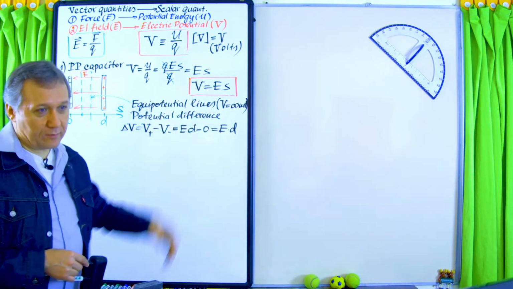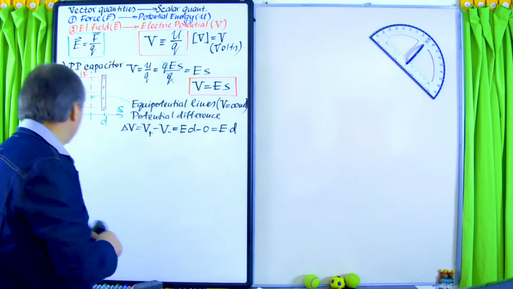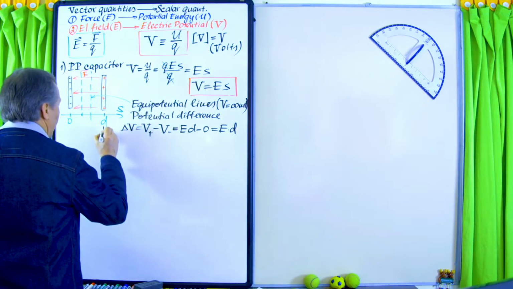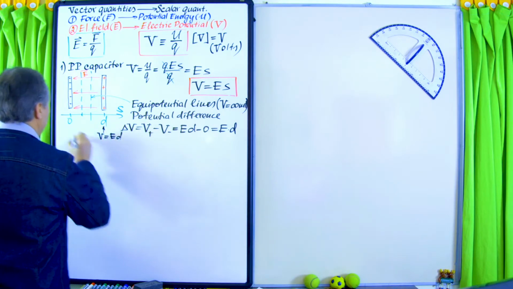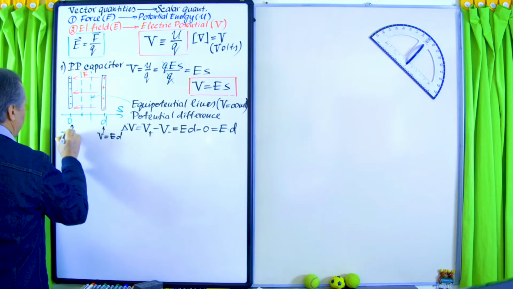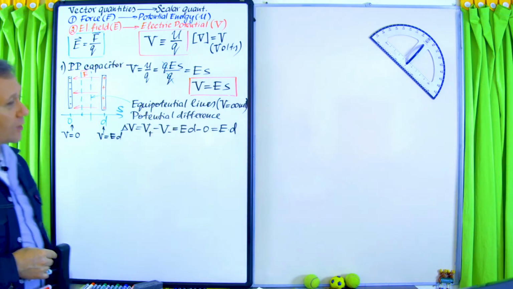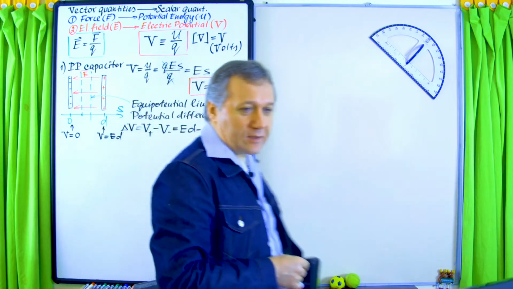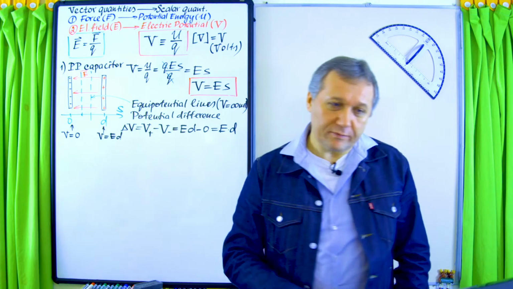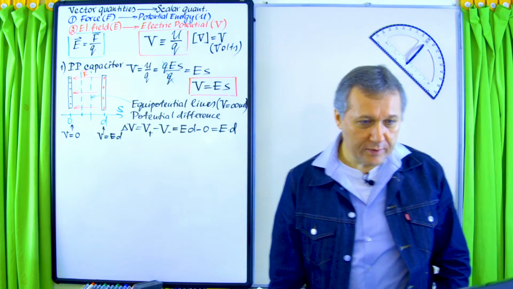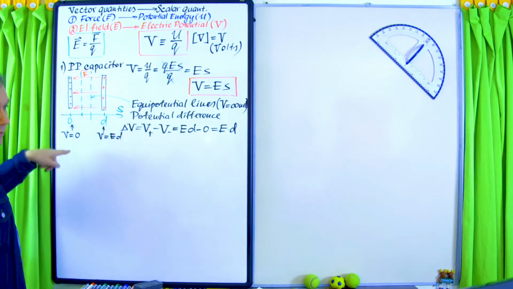I'm not framing it, but we needed to mention it. So, okay, maybe I will write here: V equals E D, and of course here, V equals 0. So basically, since we can talk about the reference point for the potential energy, we can also talk about reference points for the electric potential. So this is our reference point.